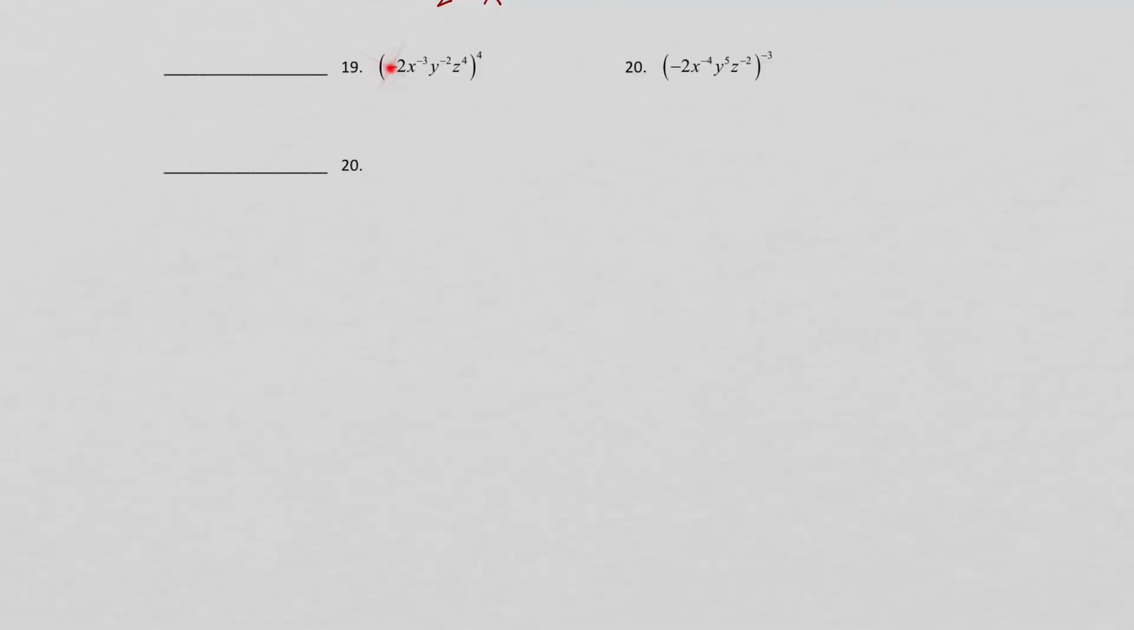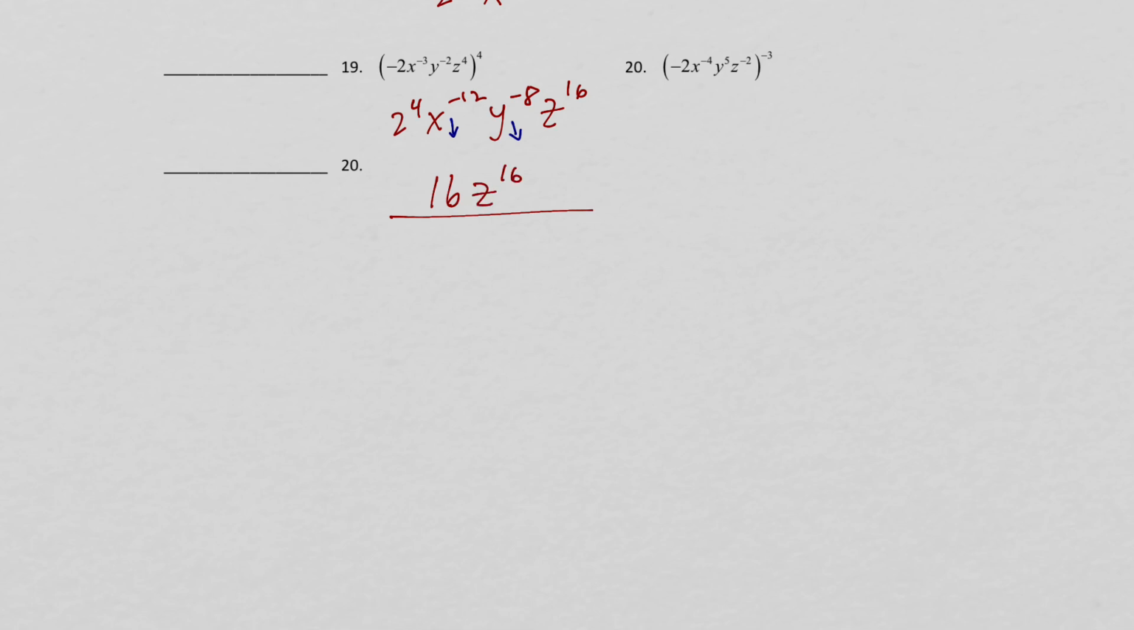For number 19, this is a negative inside of the parentheses, and this is even. So this will square away, and I'm going to end up with 2 to the 4, x to the negative 12, y to the negative 8, z to the 16. Then I'll make a fraction bar, and this will go down, and these will stay put. 2 to the 4th power is 2 times 2 times 2 times 2, which is 16. And when we move the x down, we get x to the 12 and y to the 8.